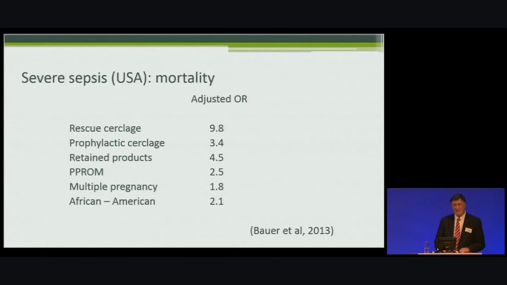This is a large study that has been recently published from the United States looking at maternal mortality from severe sepsis. It's interesting that the odds ratio is particularly high for rescue cerclage and for prophylactic cerclage. And we are seeing more and more cases of cerclage being performed in our hospitals.